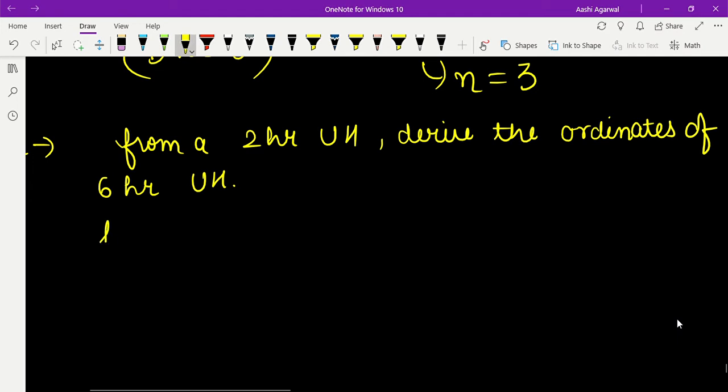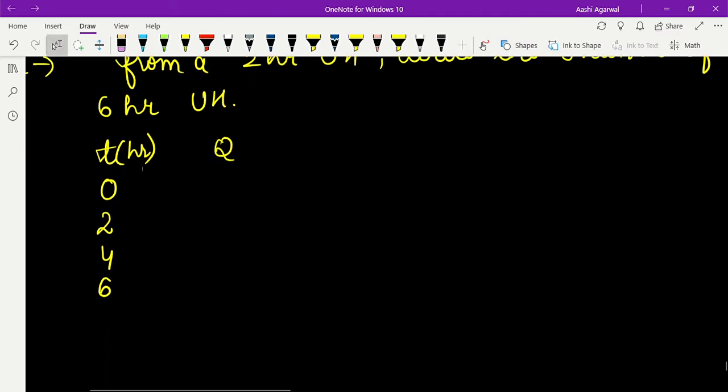First of all, you should have a 2-hour unit hydrograph. Only then you can do, right? So let me take a very simple example, okay? Simplest of the simple. So 0, 2, 4, 6. Let's say this is the data. Let me take some more values. Yes. 0, 2, 4, 6, 8, 10.